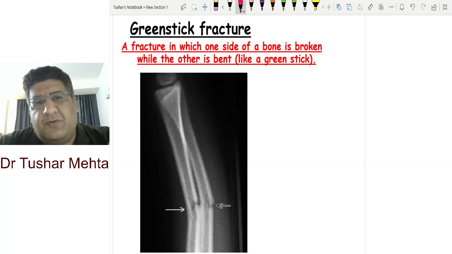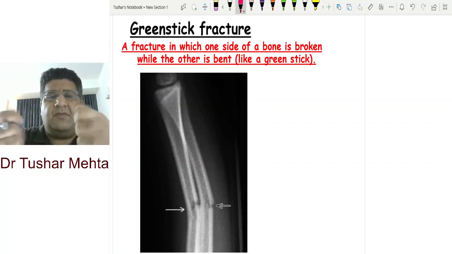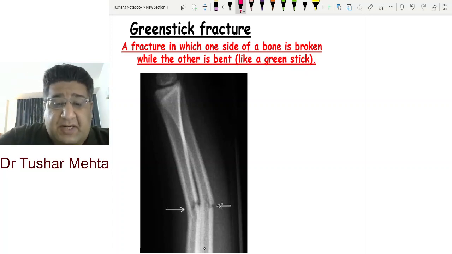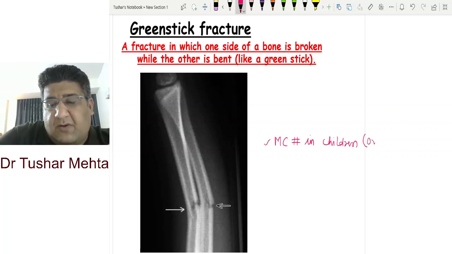Such a huge potential that you can try your level best to bend it in all possible directions, but you can't completely break it into two parts. So that is why the word is called green stick fracture. It is by far very clear that this is the most common fracture seen in children overall as a whole.